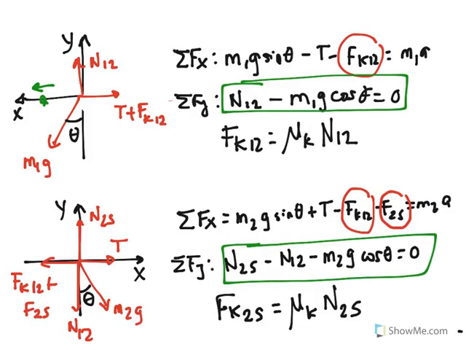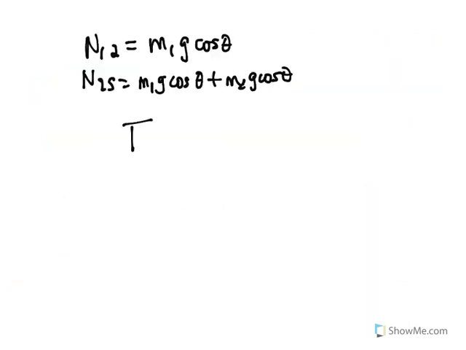Given that, the sum of forces in X is a system of two equations and two unknowns. The unknowns are the tension and the acceleration. You can substitute values of mass, gravity, and theta to get the normal force, to get the friction force, and to have a system of two equations and two unknowns. With that, you can solve the system in order to get the tension and the acceleration.